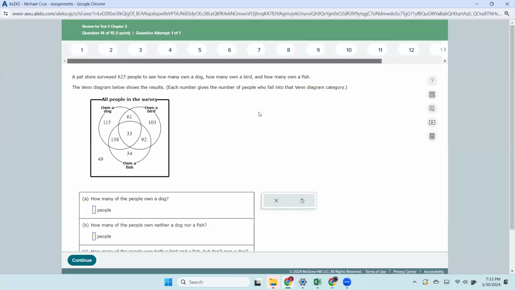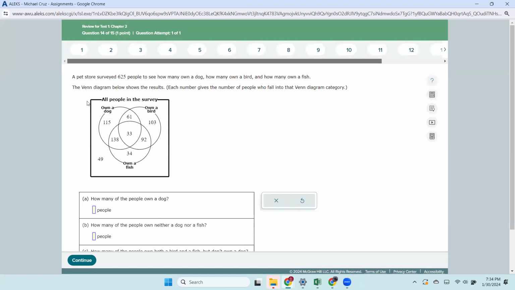I can't see the rest of the numbers in the Venn diagram. I can't see the bottom. I can only see 38, 61, and 33. What is it that you're not seeing? I can see 61, 33, 38, 34, 92, 103. If there's another number to the left, I can't see it.